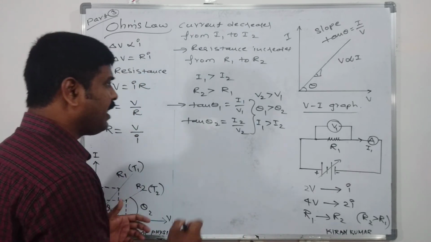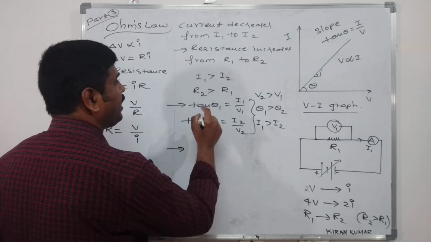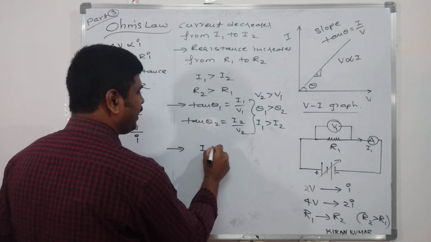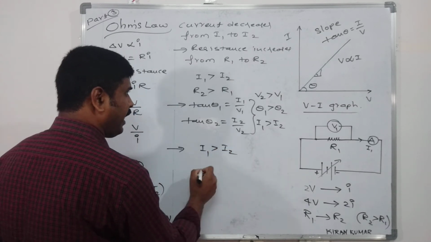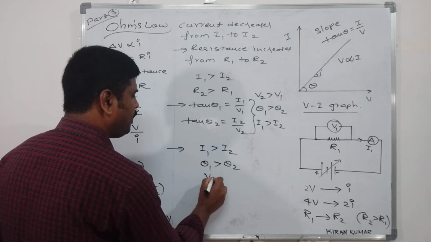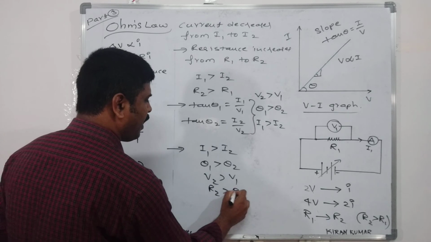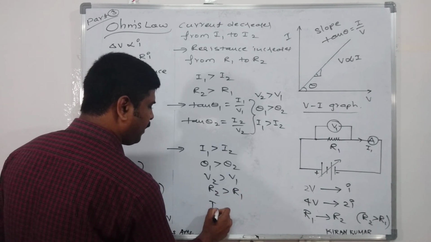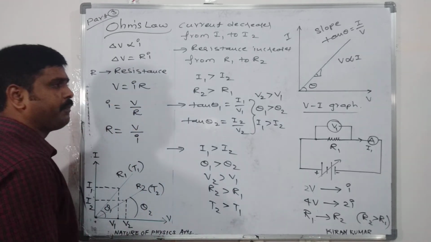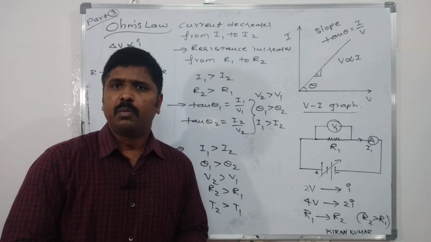And here again I am writing clearly. First, I1 greater than I2. Next, theta 1 greater than theta 2, V2 greater than V1. Next, R2 greater than R1, and temperature T2 is greater than T1. So this is the information about Ohm's law.